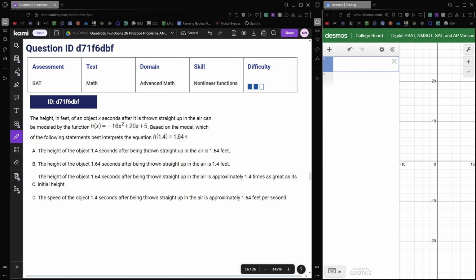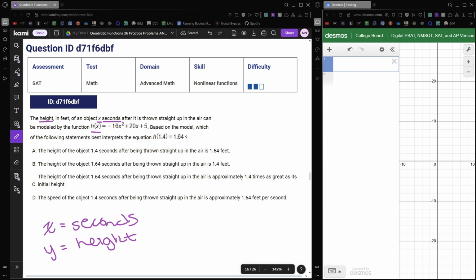Question number 16, we have a word problem, let's label those variables. The height in feet of an object x seconds after it is thrown straight up in the air can be modeled by the function h of x. So here we know that the height will be h of x, or the y value, and the seconds will be the x value. Let's keep reading.